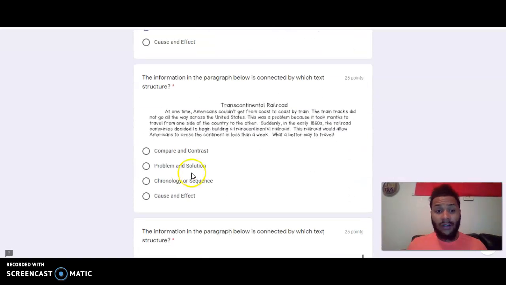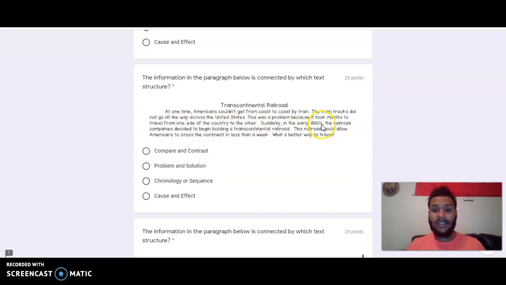We have two more. The transcontinental railroad. Transcontinental means it goes across the continent. At one time, Americans couldn't get from coast to coast by train. The train tracks did not go all the way across the United States. That's a problem, right, so far? This was a problem. It even tells us this is a problem. This was a problem because it took months to travel from one side of the country to the other.